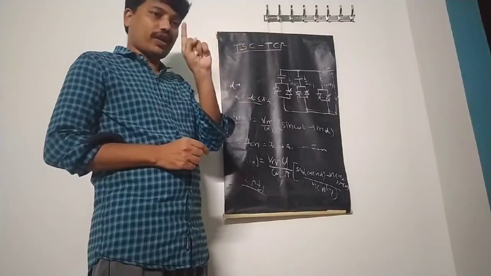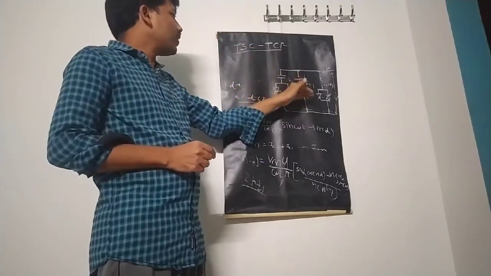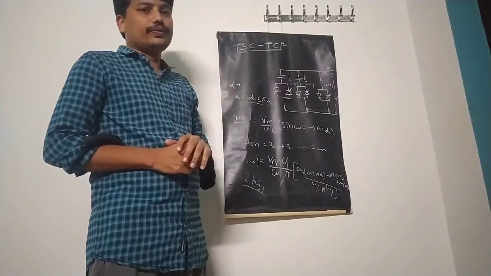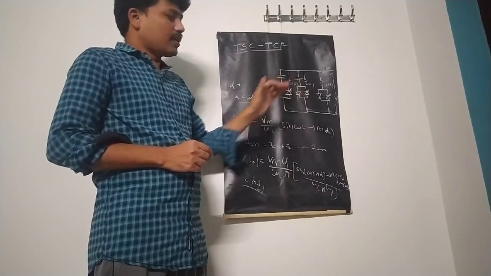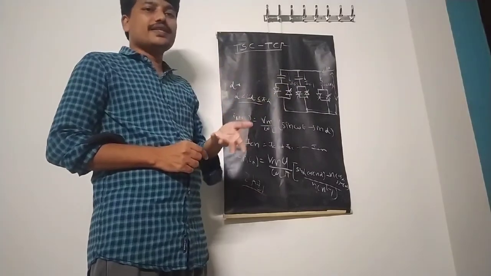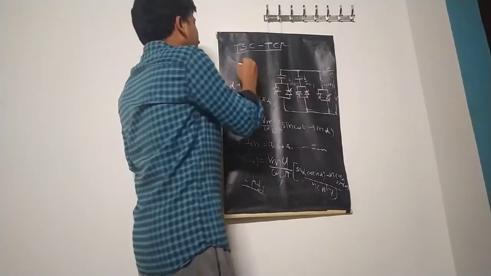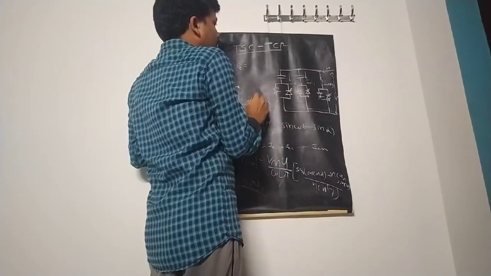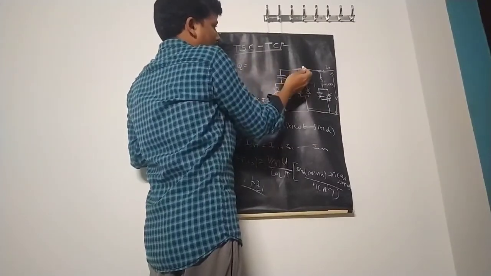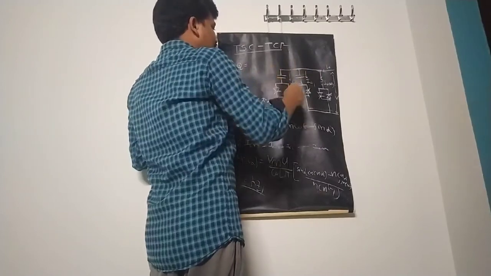The TCR is only one in the TSC-TCR combination, but the number of TSC branches is more. Okay. So now the question is, how many TSCs are connected? What parameter decides that? Suppose I want the reactive power Q required from this TSC-TCR branch.